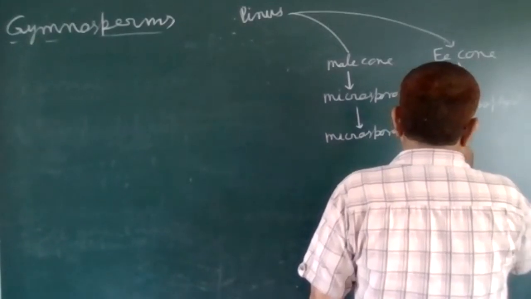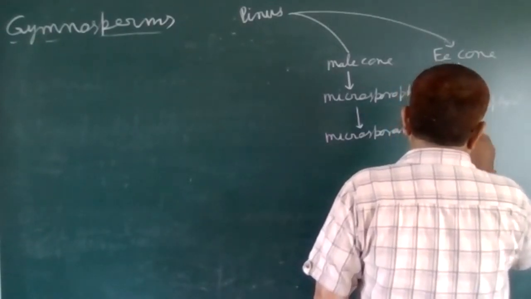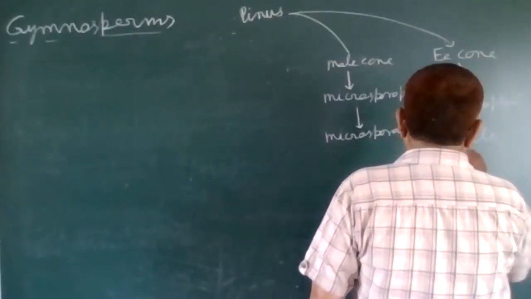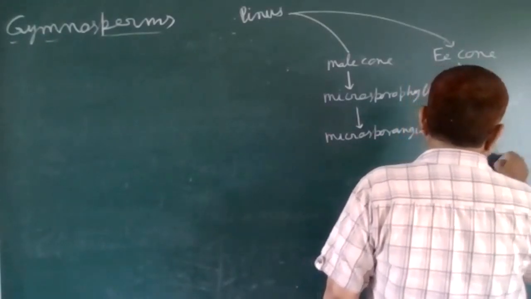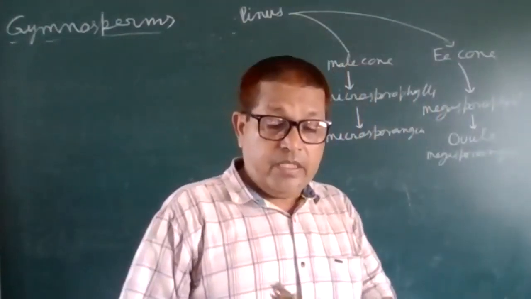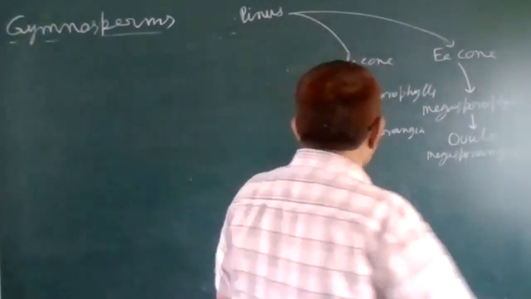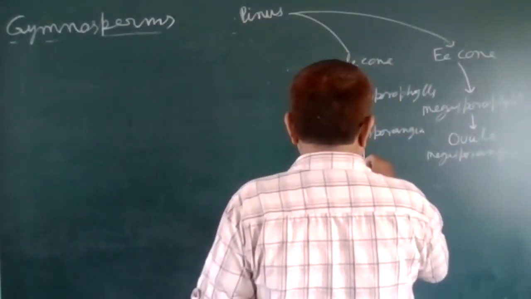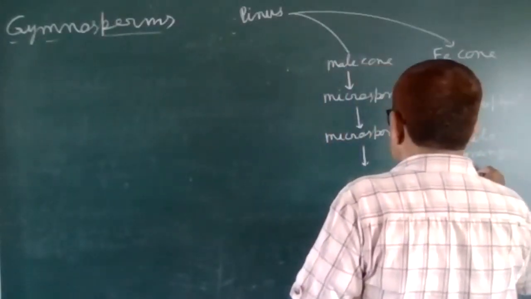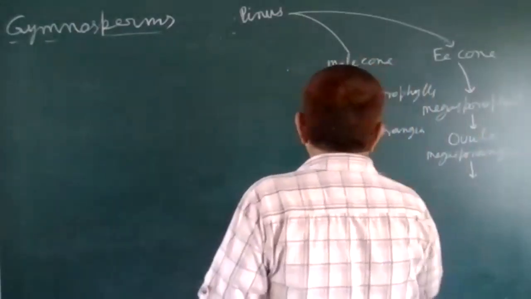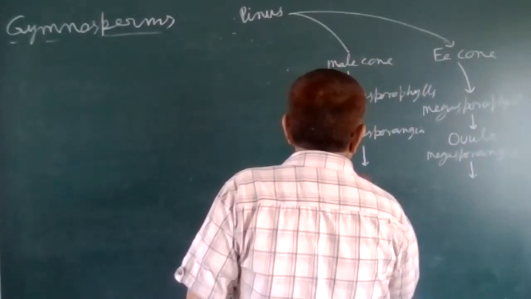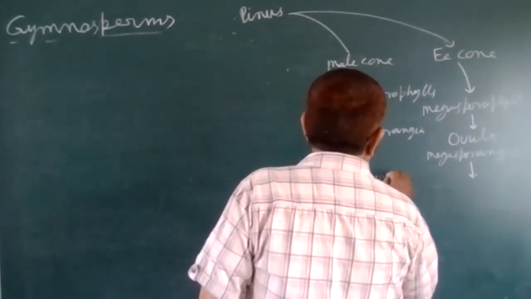Mega... ovule, you can understand about the ovule. It is also called the megasporangia. This structure is called the megasporangia. Microsporangia produce microspores.